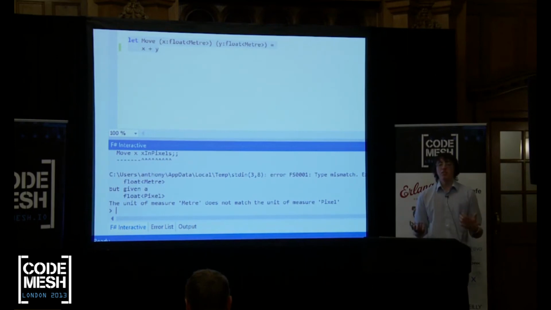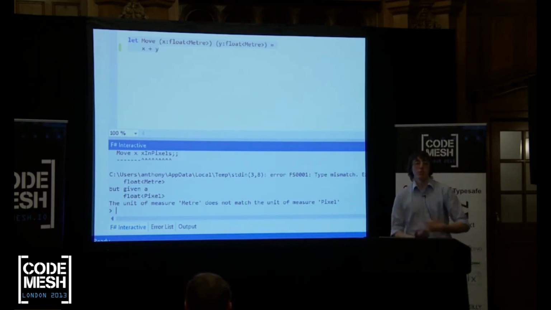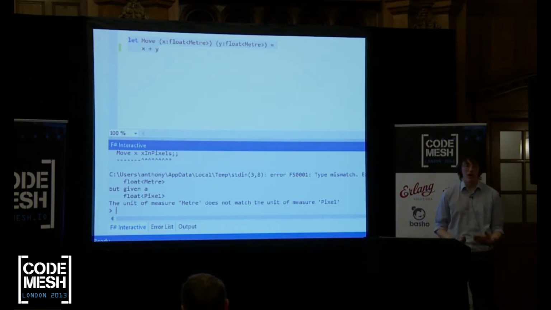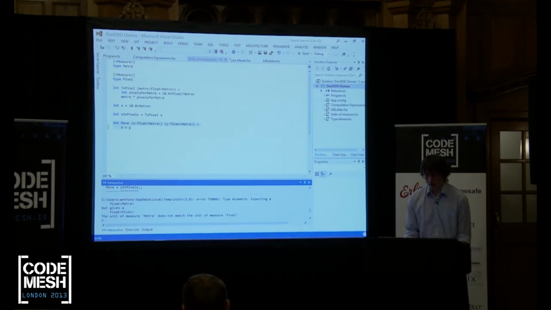Now, units of measure are a compile time only thing. So at runtime, you won't be able to say, is this a meter or is this a pixel? It's just a compiler thing to make your life a lot less stressful.